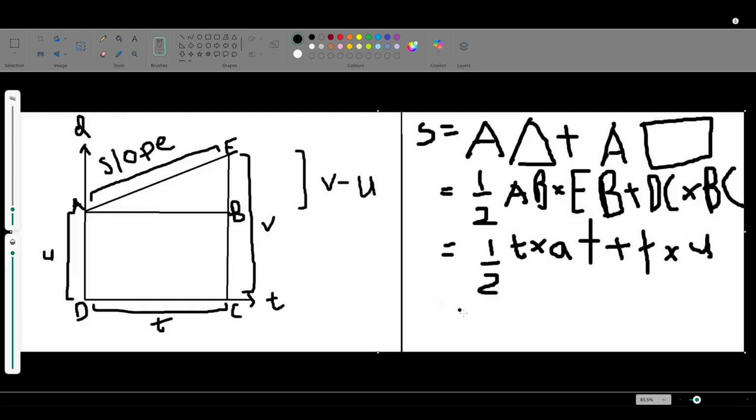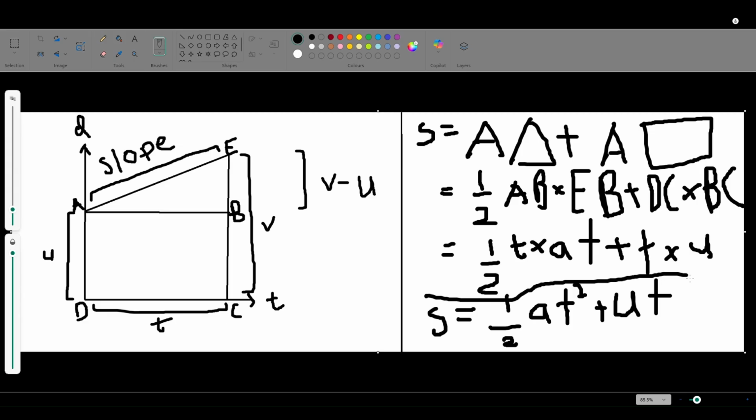So if we tidy this up, we will get S equals 1 by 2 AT squared plus UT. You can also write it the other way around, it does not really make that big of a difference. And here is our second derivation for the second equation of motion.